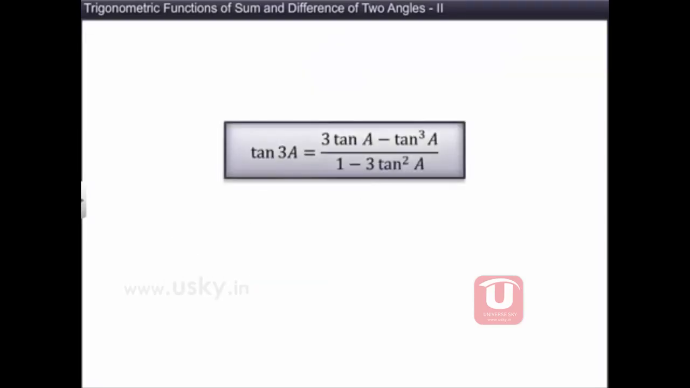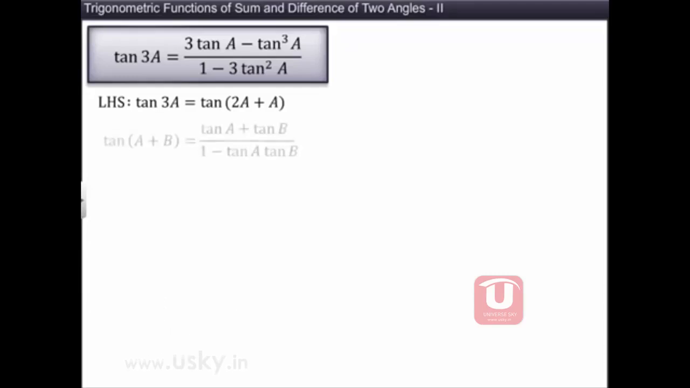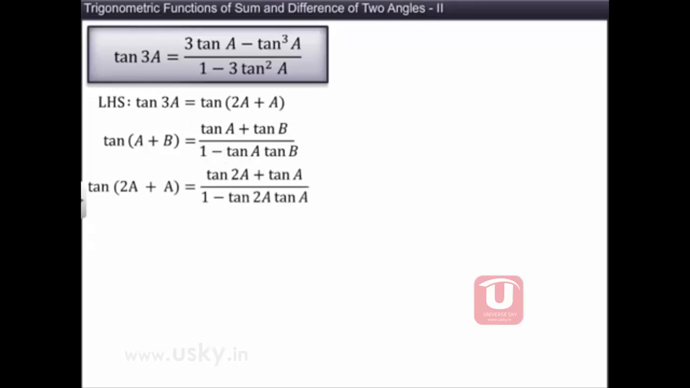Now, let us prove tan 3A is equal to 3 tan A minus tan cube A divided by 1 minus 3 tan square A. Tan 3A can be written as tan of 2A plus A. Recall that tan of A plus B is equal to tan A plus tan B divided by 1 minus tan A into tan B. Using this, tan of 2A plus A can be written as tan 2A plus tan A divided by 1 minus tan 2A into tan A.